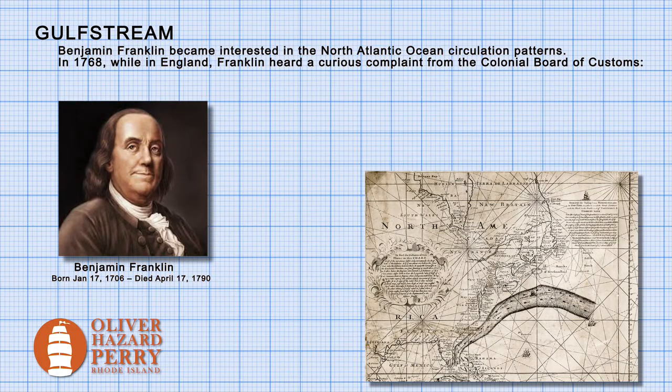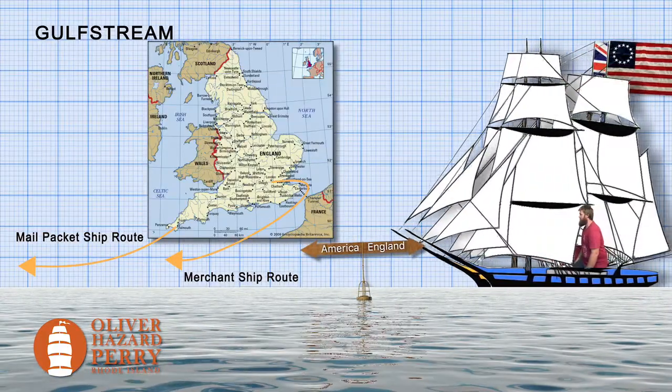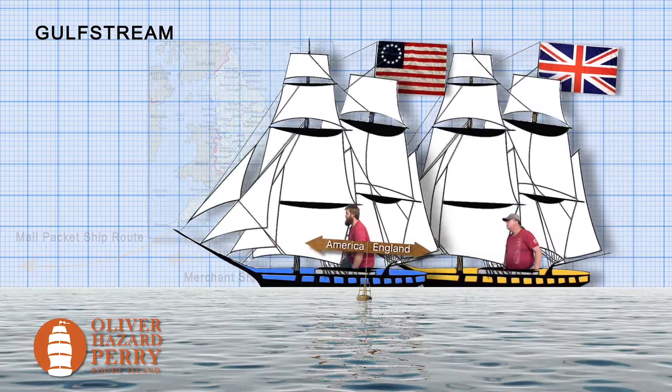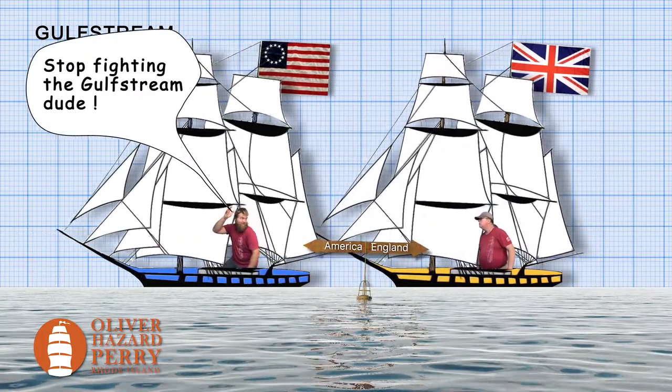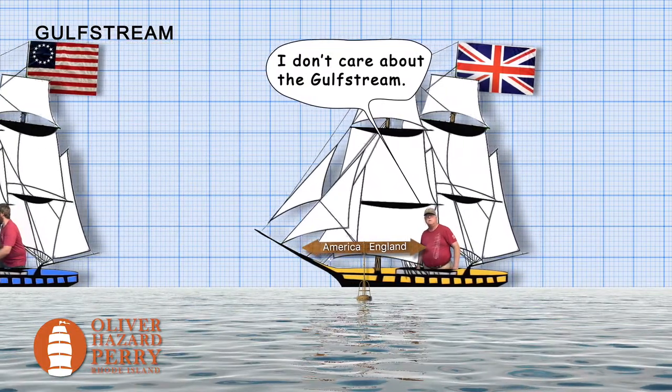Benjamin Franklin also became interested in the North Atlantic circulation patterns. In 1768, while in England, Franklin heard a curious complaint from the Colonial Board of Customs: why did it take British packets several weeks longer to reach New York from England than it took for an average American merchant ship to reach Newport, Rhode Island, despite the fact that the merchant ships had to leave from London, sail down the Thames, and then the length of the English Channel before they sail across the Atlantic, while the packets left from Falmouth in Cornwall, a much shorter route?